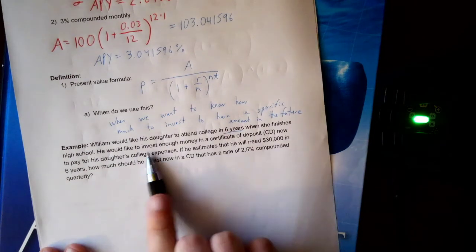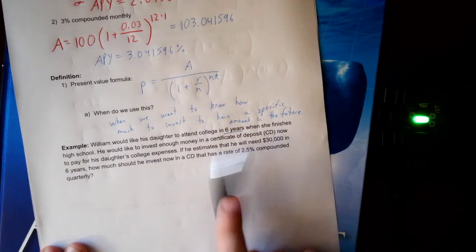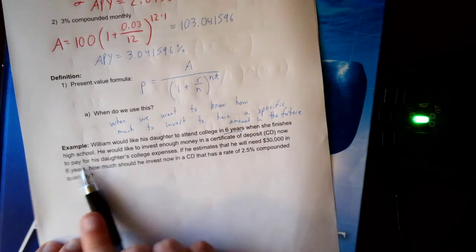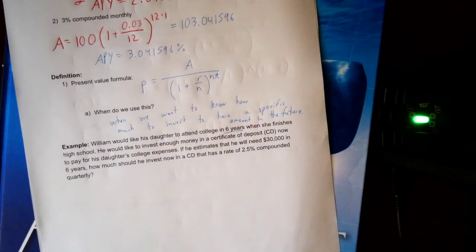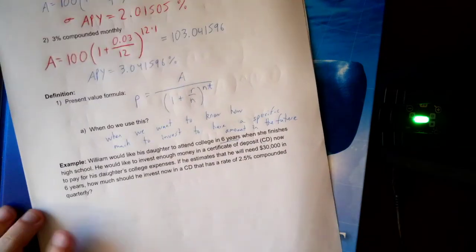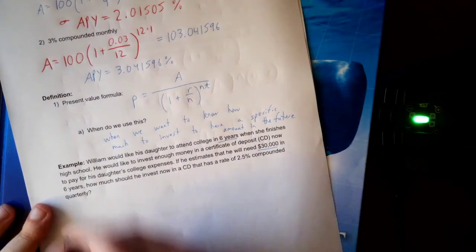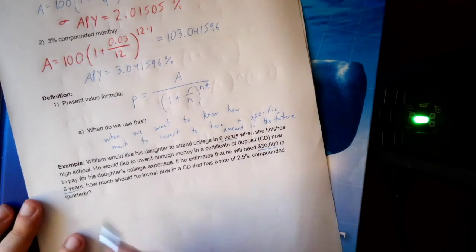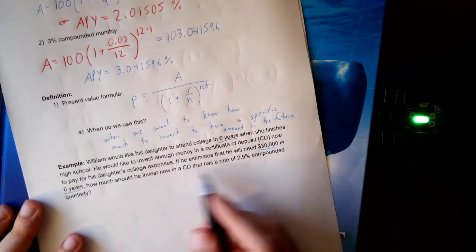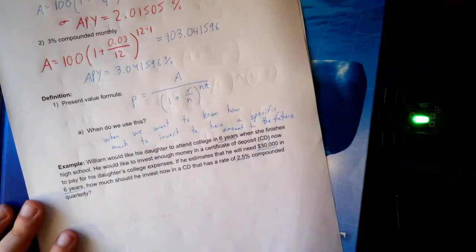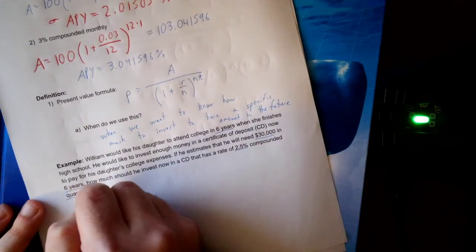He would like to invest enough money in a CD, a certificate of deposit, now to pay for his daughter's college expenses. So he's trying to invest money now, so 6 years later he can pay for his daughter's college. He estimates he'll need $30,000 in 6 years. How much should he invest now in a CD that has a 2.5% interest compounded quarterly?